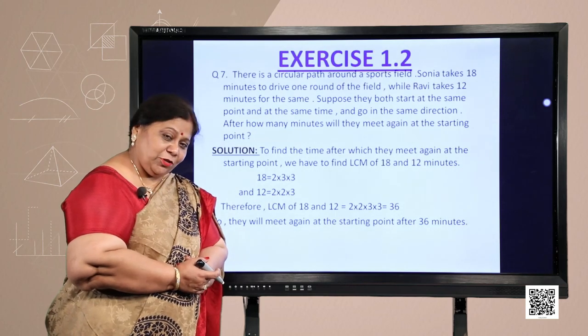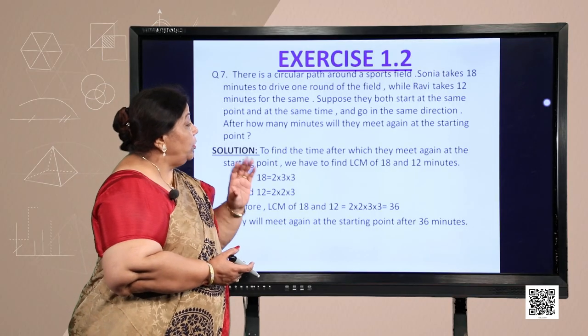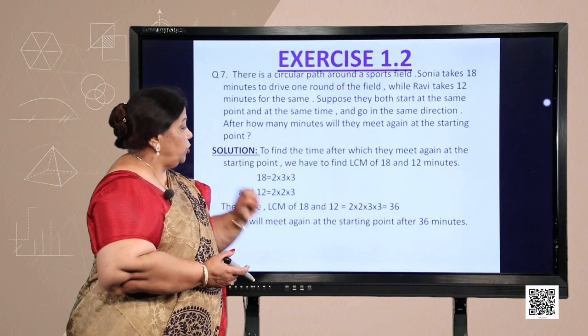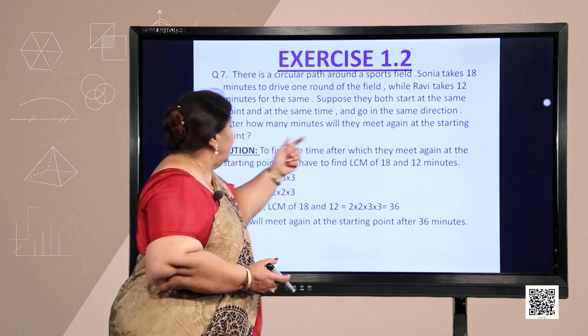Now, let us look into the next question. Question says, there is a circular path around a sports field. Sonia takes 18 minutes to drive one round of the field, while Ravi takes 12 minutes for the same. Suppose they both start at the same point and at the same time and go in the same direction, after how many minutes will they meet again at the starting point? This is the question. Now, notice the language of the question. He says, after how many minutes will they meet again at the starting point?